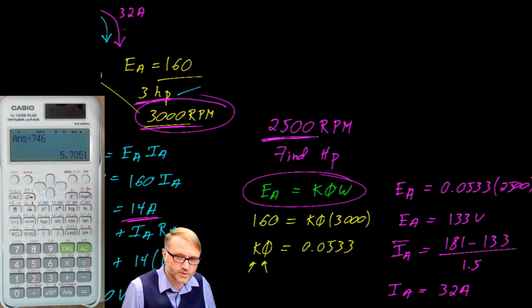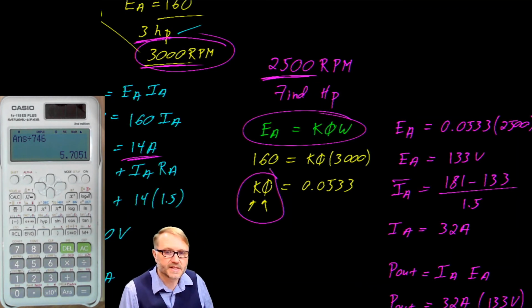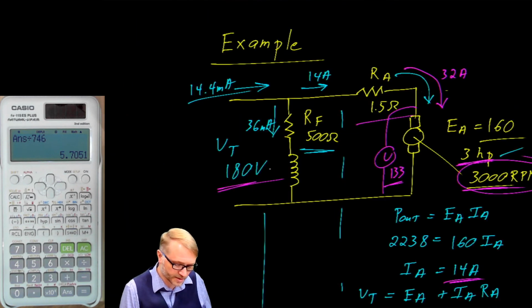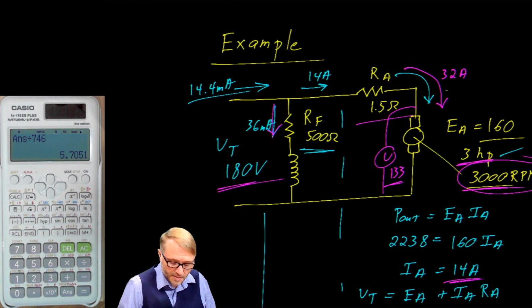And the secret to this problem, and the secret to your homework, is to remember that K phi did not change. Right? We had constant operation. We had a constant current on the field by virtue of having a constant terminal voltage, and we didn't change the physical machine. Everything stayed the same. All we did was change the load.